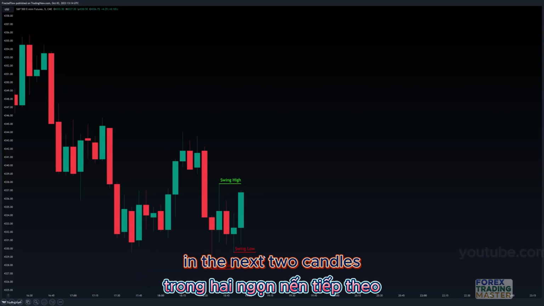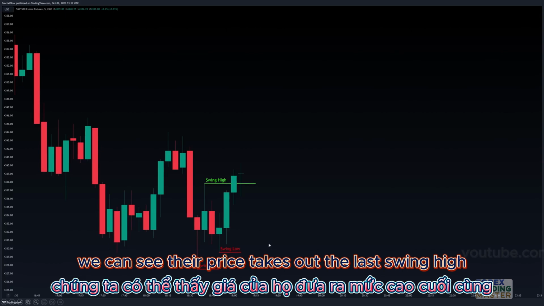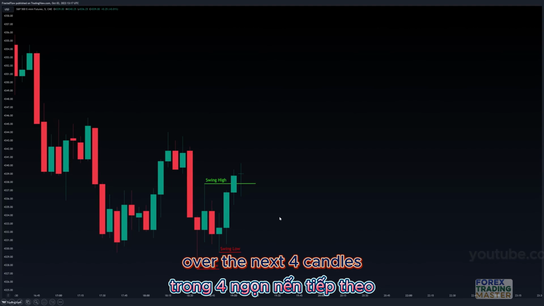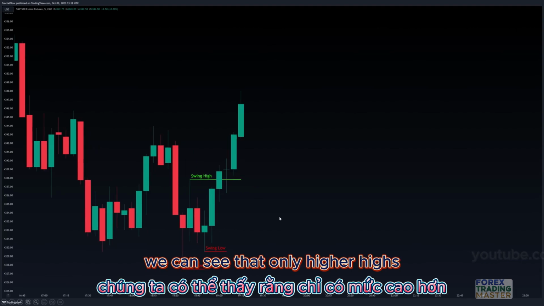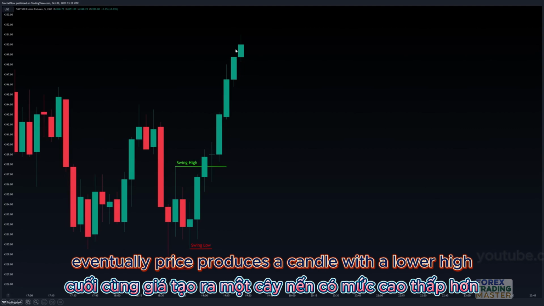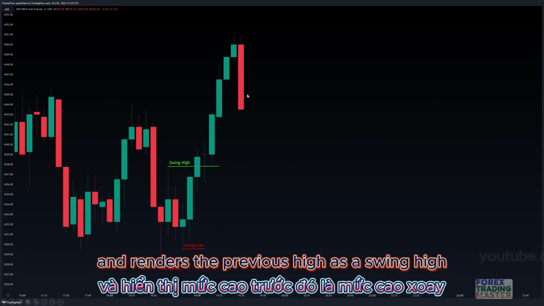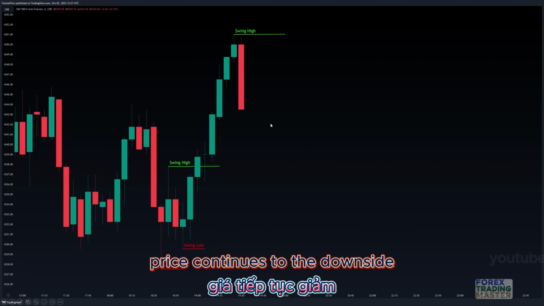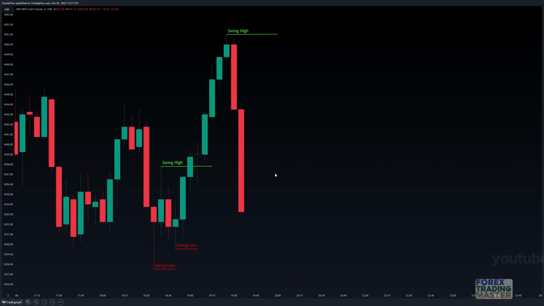In the next two candles, we can see price takes out the last swing high and comes back to test it on the other side as support. Over the next 4 candles, we can see that only higher highs and higher lows are formed. Eventually, price produces a candle with a lower high and renders the previous high as a swing high or buy-side liquidity. So we can go ahead and mark it out in the next candle. Price continues to the downside.